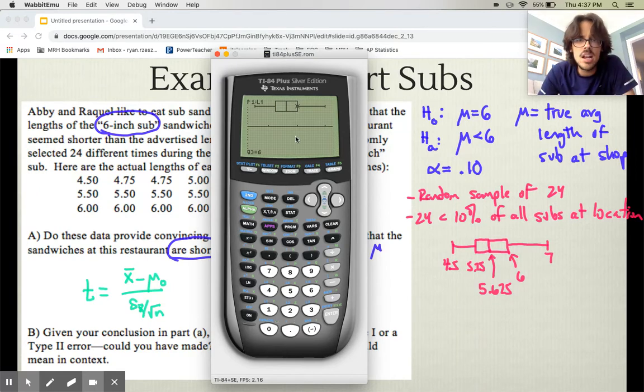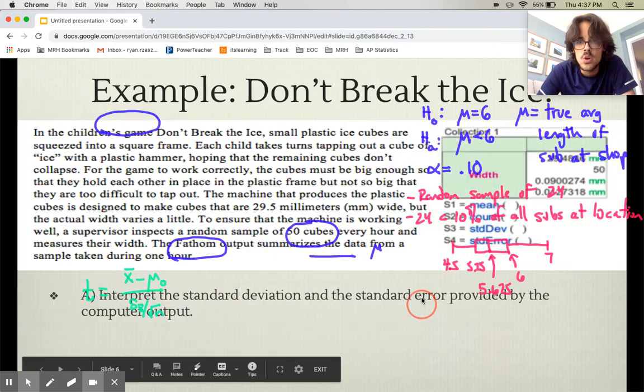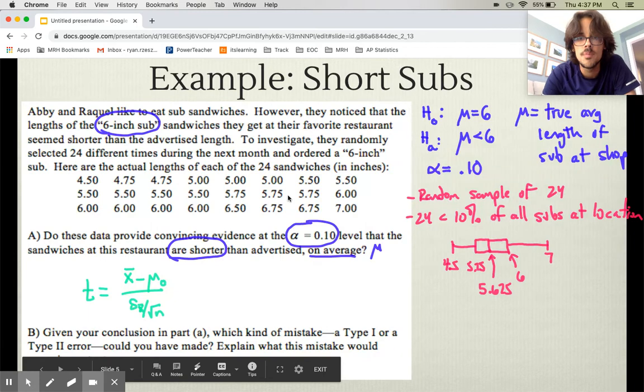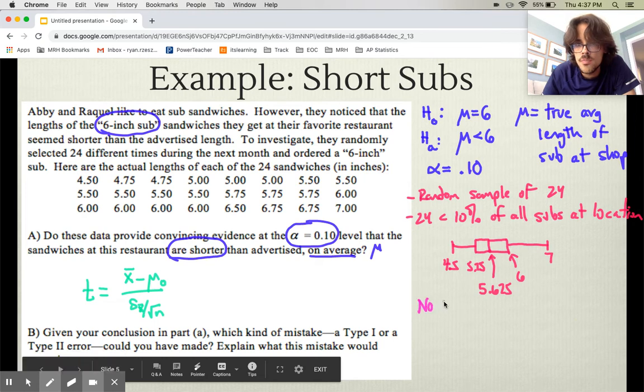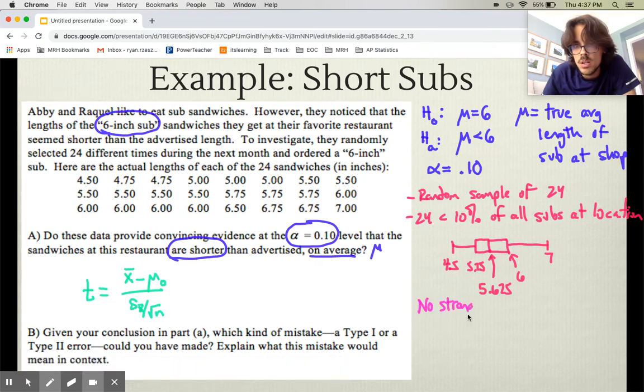So instead of saying, oh, it's relatively symmetric, because maybe it's symmetric, maybe it's actually a little bit skewed, I'm just going to say no strong skew or outliers. So the t distribution is appropriate.